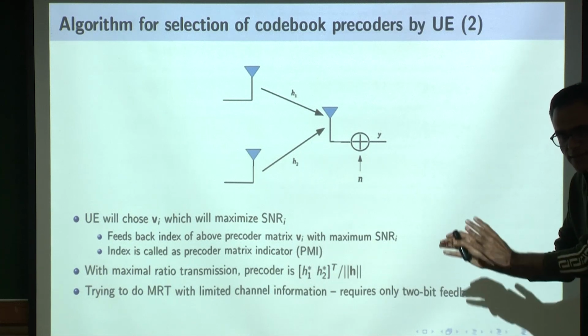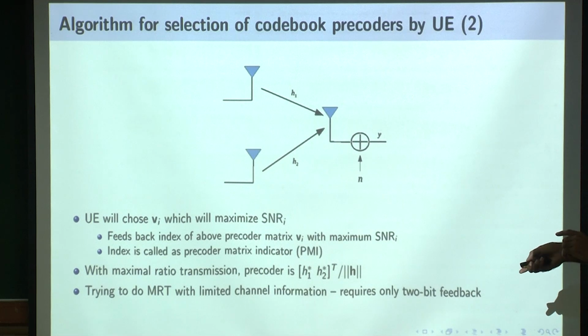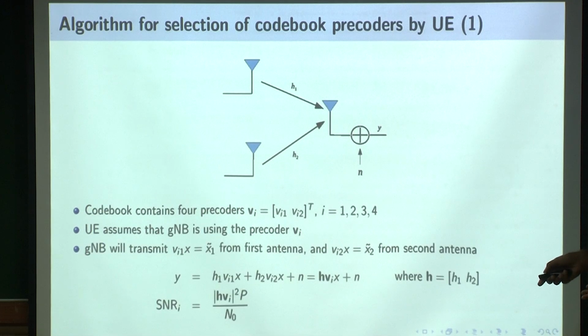Now let's try to understand what is happening here. What is the intuitive way to understand this? Which Vi will maximize this H, if the base station has complete channel information? This Vi1 should be H1 star by norm of H. And Vi2 should be H2 star by norm of H, right?